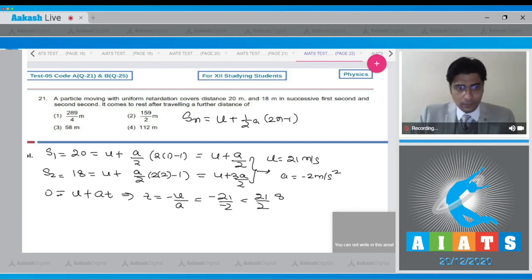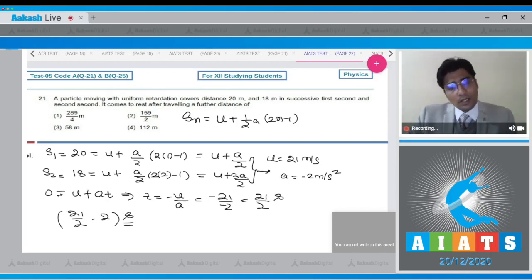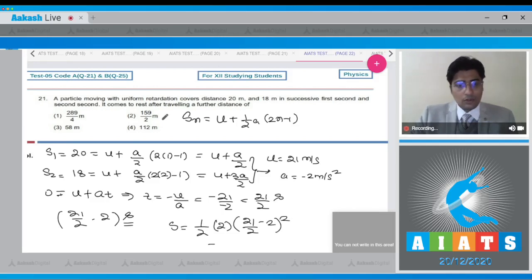Now, after 2 seconds, that is the first second and second second, the further remaining time will be 21 by 2 minus 2 seconds, and we have to find out the distance traveled in this much time. The distance traveled can be easily written as half into a, that is acceleration, into t square, that is (21 by 2 minus 2) square, and this distance will be equal to 289 by 4 meter, meaning that the correct answer for this question is option number 1.